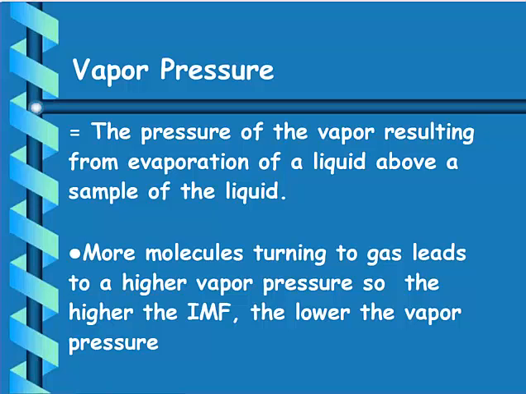Vapor pressure is the pressure of the vapor resulting from evaporation of a liquid above a sample of the liquid. The more molecules you have turning to a gas leads to a higher vapor pressure. So the higher the intermolecular force, the lower the vapor pressure, because not very many molecules will be turning into a gas.